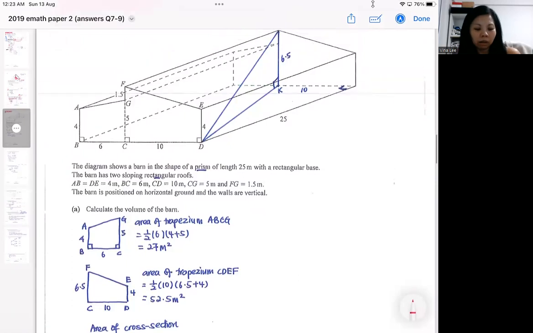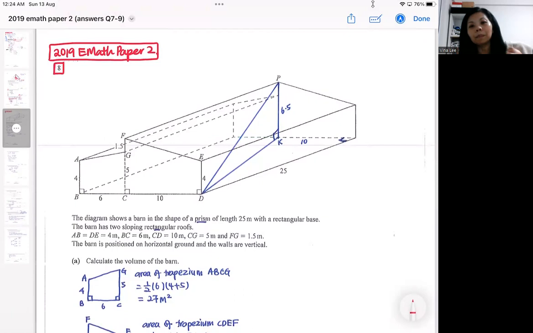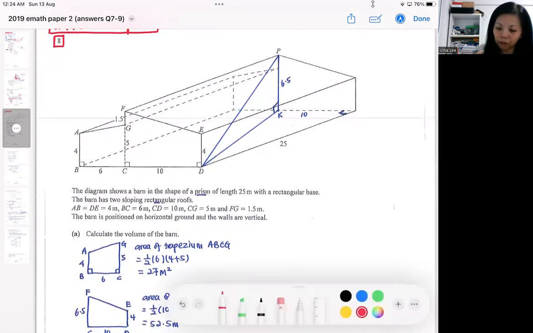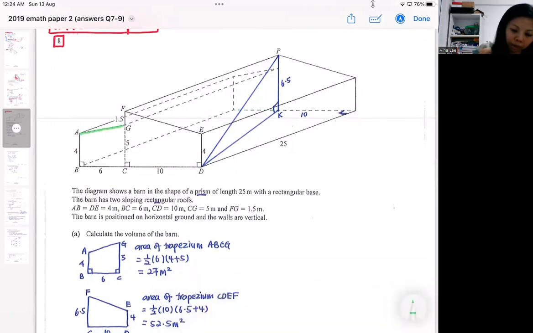Okay, so this is a three-dimensional diagram, so you need to visualize a lot of 90 degrees. First of all, it's a prism. So if you need to find the volume of the prism, you need to get the cross section. There are two cross sections here. The first cross section is a small trapezium, so you need to find this small trapezium first, and then you need to find the big trapezium.